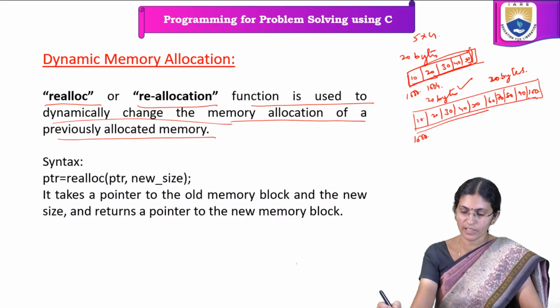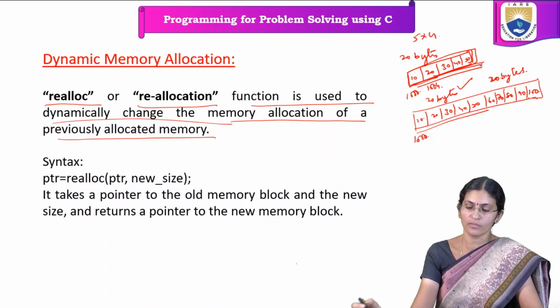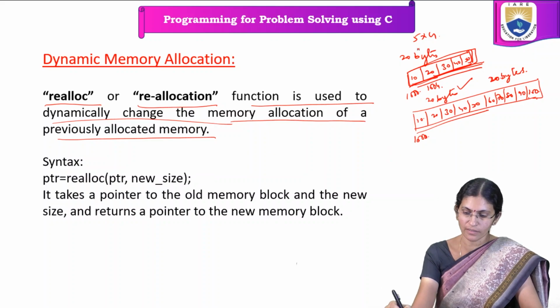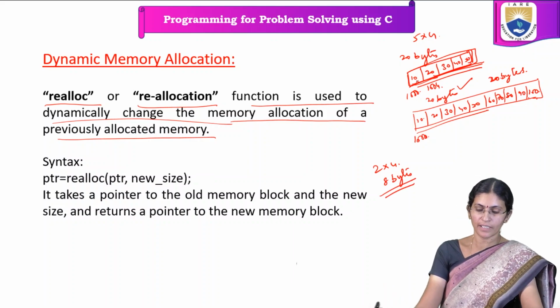It is also possible that another situation comes where we need to decrease the size of this array. Suppose only 10 bytes are required. Suppose we need to store only two values, so 2 into 4, 8 bytes. So only 8 bytes are required. That also can be done by using the realloc function.